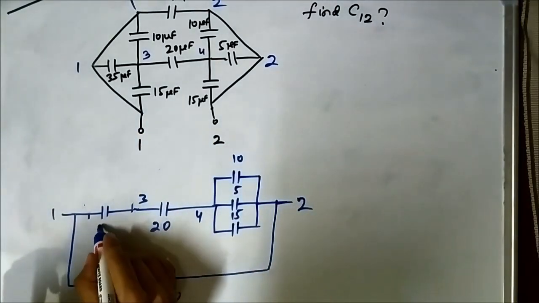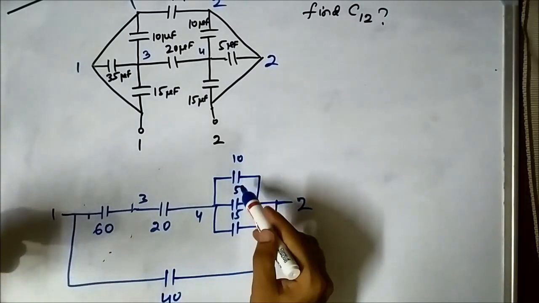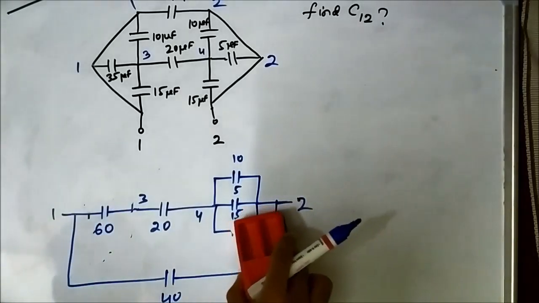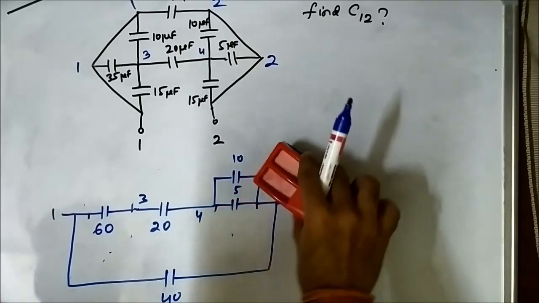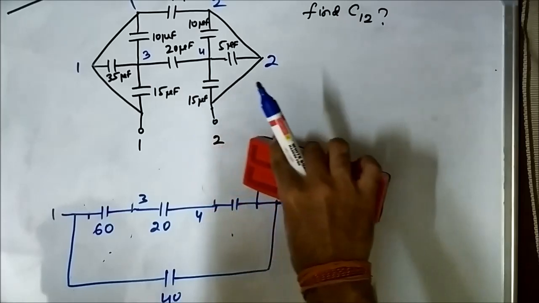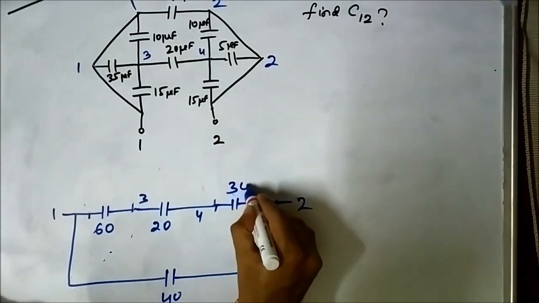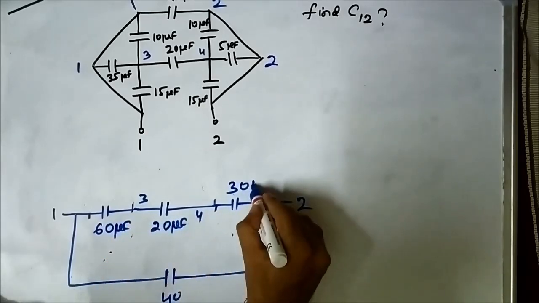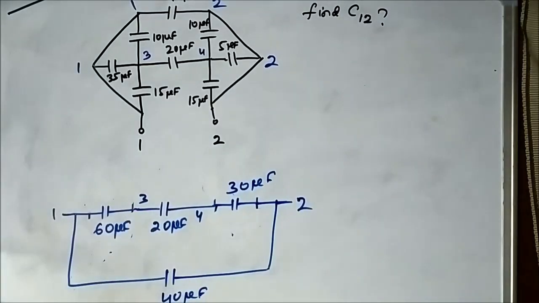So let us just convert it into a simpler form. This will be 60 and this will be 10 plus 5, 15, plus 15 is 30. This will be 30. Let us just write microfarad to avoid any confusion.